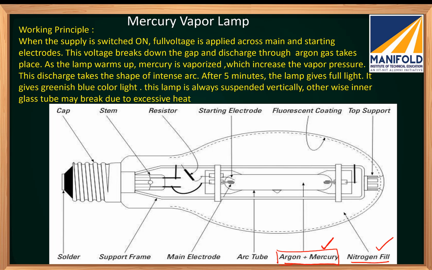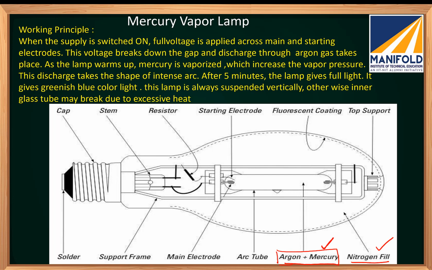When the supply is switched on, full voltage is applied across the main and starting electrode. The voltage breaks down the gap and discharge through the argon gas in the quartz tube takes place. As the lamp warms up, mercury is vaporized. With the increase in vapor pressure, the discharge takes the shape of an intense arc. After 5 minutes, the lamp gives full light. It gives a greenish blue color. The lamp is always suspended vertically, otherwise the inner glass may break due to excessive heat.